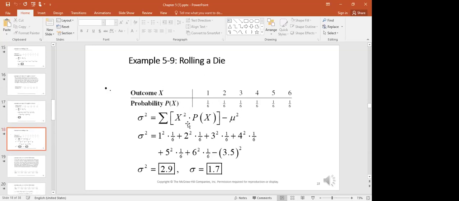Now, to compute the variance, what we will do is square each of the random values, to get a new distribution with the same probabilities, and find the mean of the squares. So we will have 1 squared times 1/6 plus 2 squared times 1/6 plus 3 squared times 1/6 plus 4 squared times 1/6, and so on. Then we subtract the square of the mean, which was 3.5. By doing so, we get that the variance is 2.9. The standard deviation is always the square root of the variance, which is 1.7.